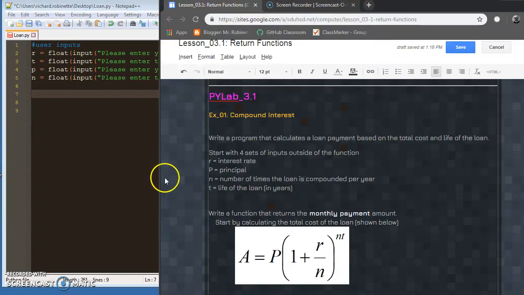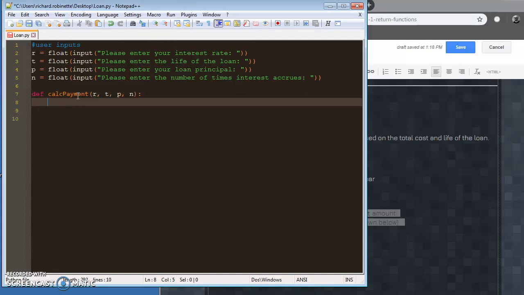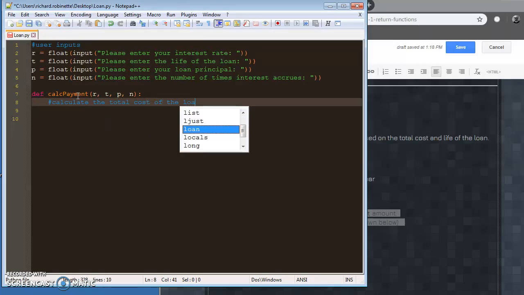So then we set up our function. It says here, write a function. Now the function's job is to calculate and return the payment amount. And it will take in R, T, P, and N. Okay, so first thing it's going to do, calculate the total cost of the loan.